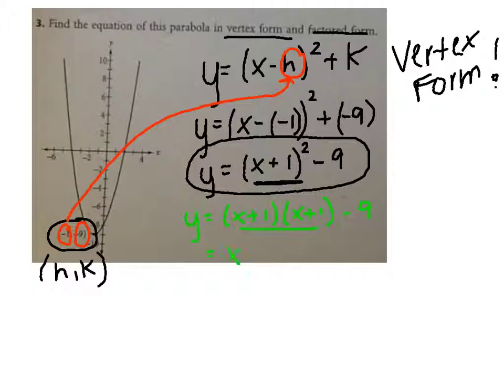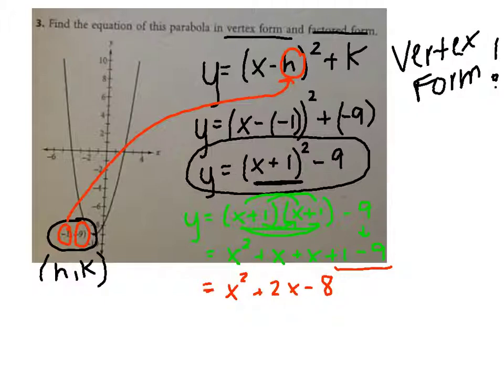You should get x squared. So first, outer, x times 1 is x. Inner, 1 times x is x. And then the last, 1 times 1 is 1. And then we still have our minus 9 at the end. If we simplify these, you get x squared plus 2x, 1 minus 9 is -8.